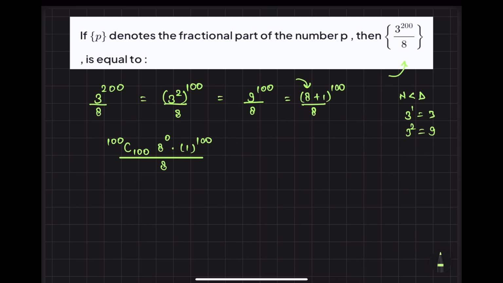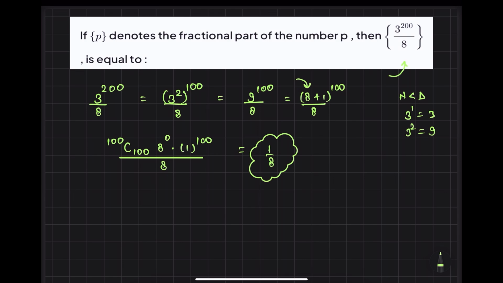So 100c100 is what? 1. 8 power 0 is 1. 1 power 100 is 1. This means what? We got 1 by 8. So the remainder is 1 and the fractional part is 1 by 8. I hope you got the idea.